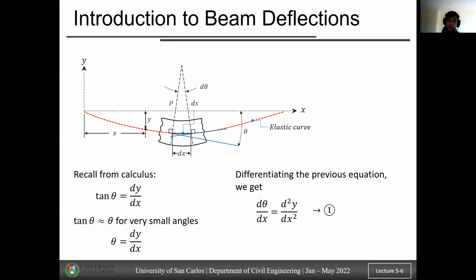But if you are taking a representative strip or representative sector, usually the angle is very small, which means that even though we use a certain type of trigo function, the difference won't really matter. That is the keynote here. So differentiating the previous equation, we now get the second derivative. So d theta over dx is now equal to the second derivative of y with respect to x. And that would be the first equation.